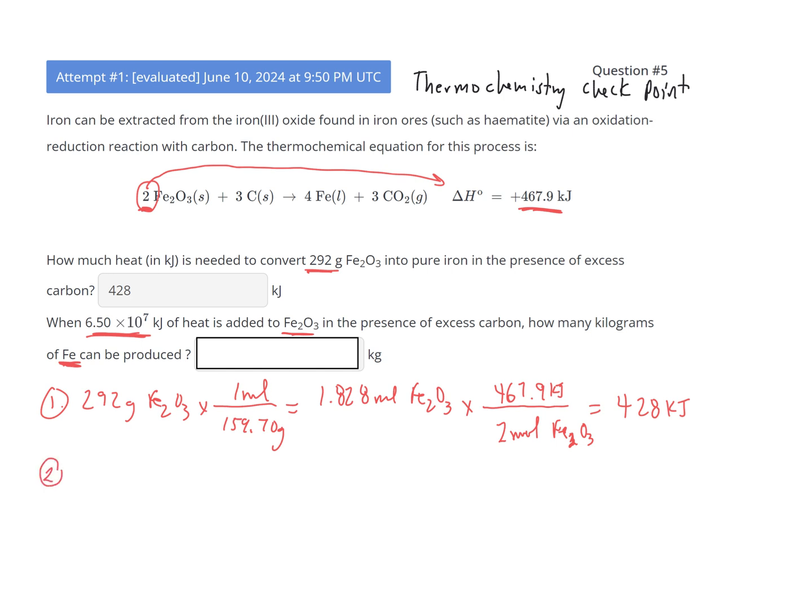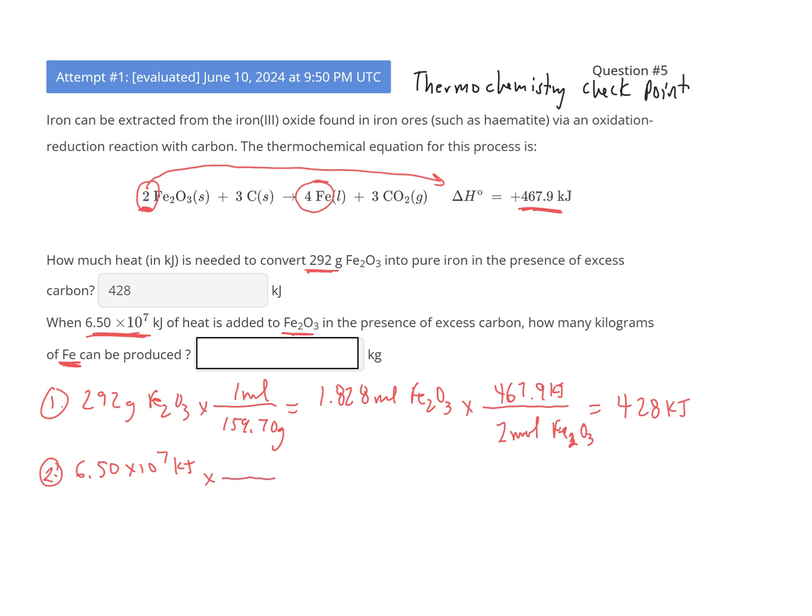Question 2 is going to be very similar, except for now we're going to start with energy. So I've got 6.5 times 10 to the 7 kilojoules of energy. How many kilograms of iron? Well, we know now we want to do this reaction for iron. So that's what we want to find, is how much iron can we make from this reaction.